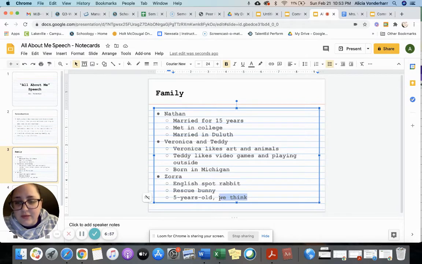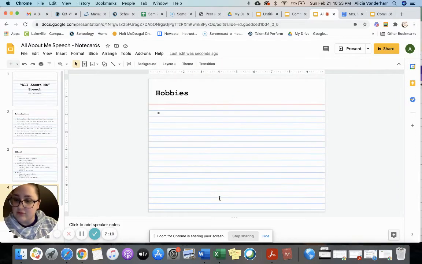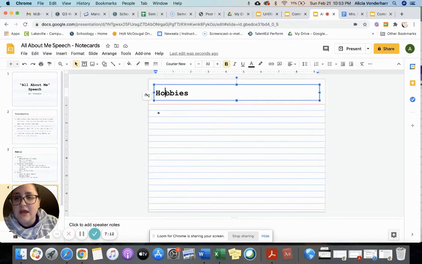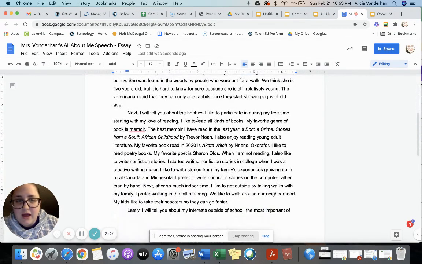Now, I included the "we think" because I want to prompt myself to tell the story about how we don't know how old she is, and that the veterinarian told us that we'll know once she starts getting old enough to show signs of age. That's how it works with rabbits, because that's one of the interesting facts that I put in there. Now, the next one is going to be my hobbies, okay? So then if we go back to my All About Me speech here, I'll tell you about the hobbies I like to participate in during my free time, starting with my love of reading.